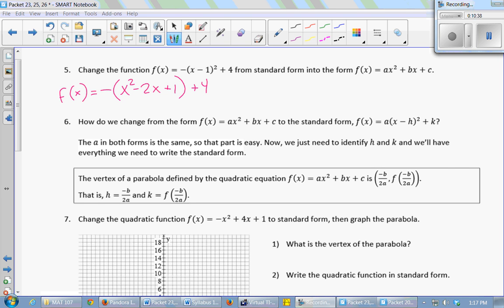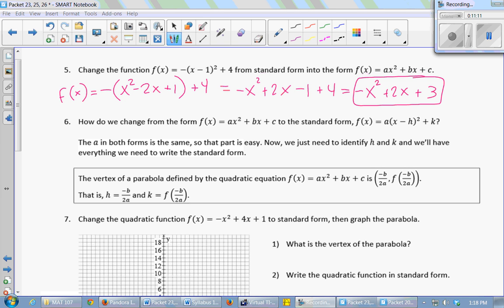So I'm just doing one step at a time here. I'm just going to square the x minus 1. I'm going to distribute this negative. So I have negative x squared plus 2x minus 1 and the plus 4. And then combine my like terms here, and I have negative x squared plus 2x plus 3. So I've made this look like ax squared plus bx plus c. You just multiply it all out.